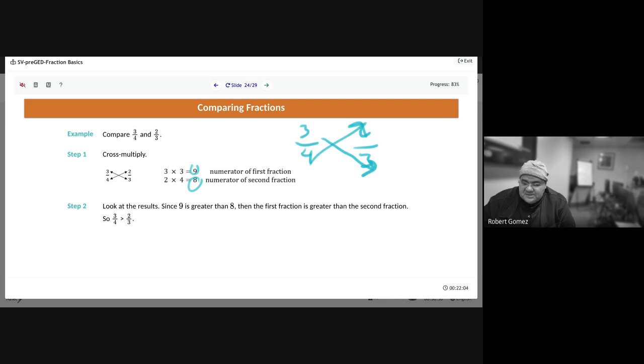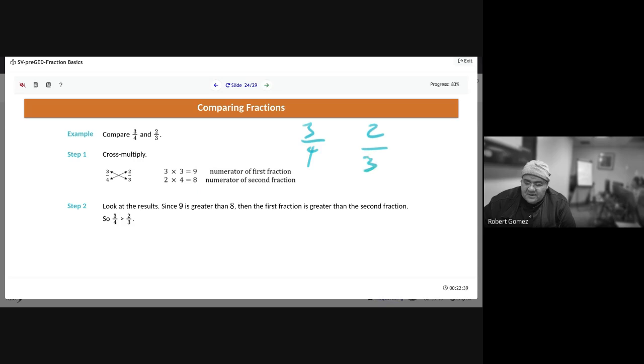So let's look at the results here, okay? Since we know that this 9 right here is greater than 8, then the first fraction is going to be greater than the second fraction, okay? So let's take a step back here because they're giving us a way to do this. Once again, we have 3 over 4, right? And then we have 2 over 3.